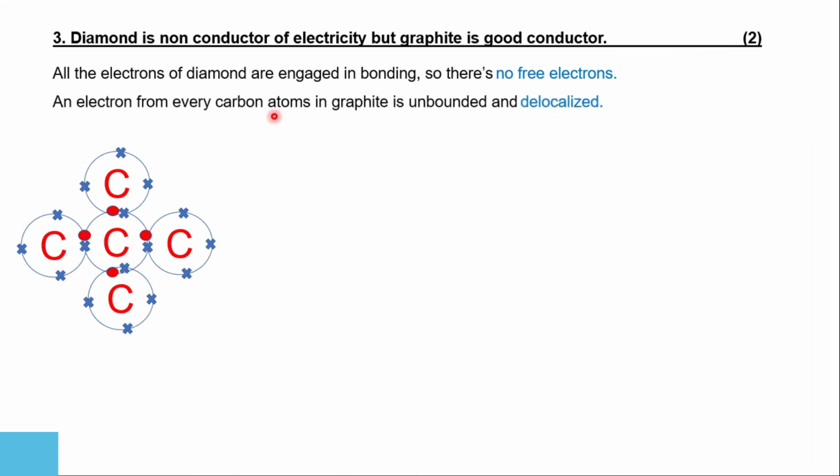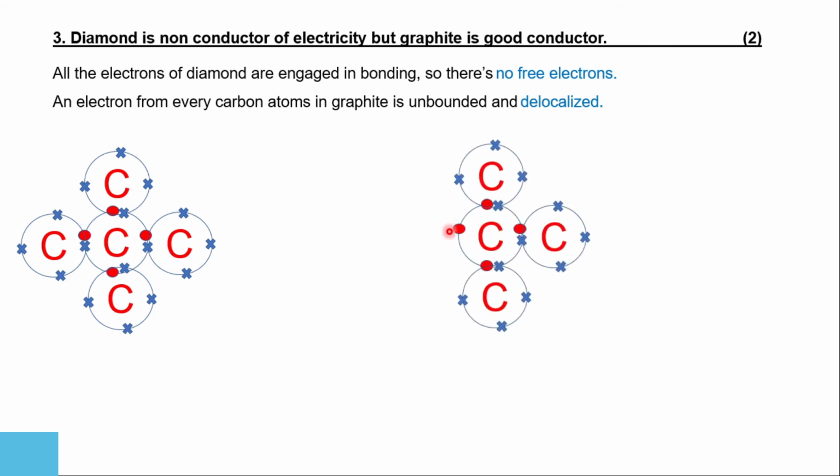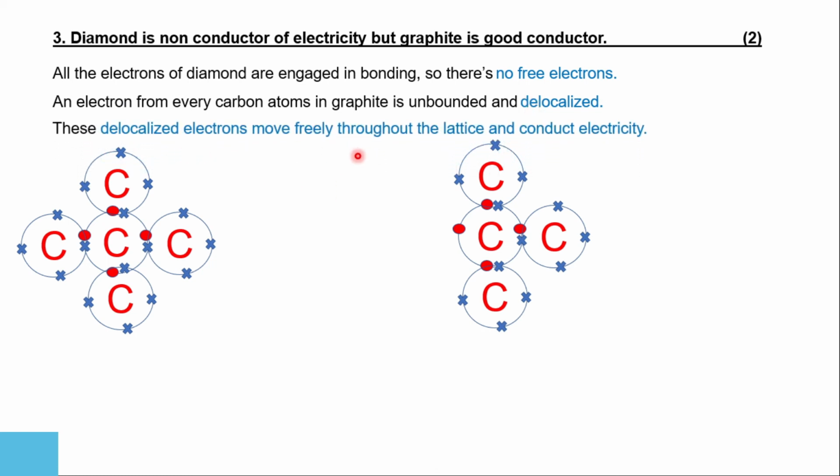One electron from every carbon atom in graphite is unbonded. Here are the unbonded electrons, and they will be delocalized. And these delocalized electrons will be able to move freely throughout the lattice and conduct electricity.